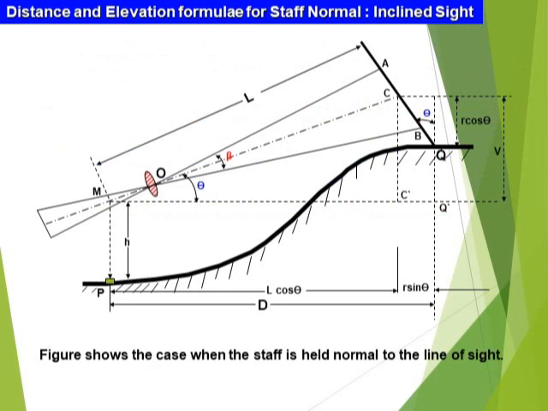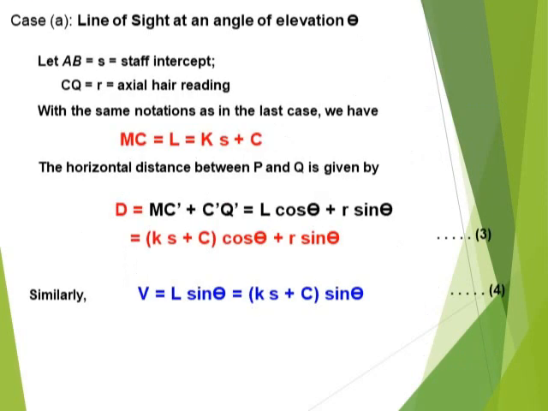This is the figure. Here is the distance and elevation formula for the staff normal, which is for the inclined sight. At the angle of elevation theta, we can see that AB is equal to s, which is the staff intercept, and CQ is equal to r, which is the axial hair reading. We see that MC is equal to capital letter A, which is equal to capital letter K into s plus C. This is the formula to find the horizontal distance between P and Q.